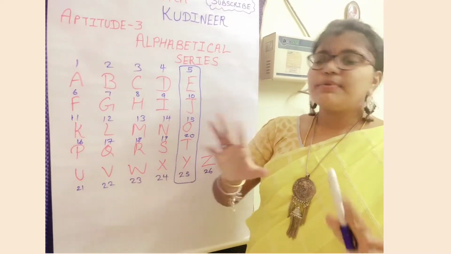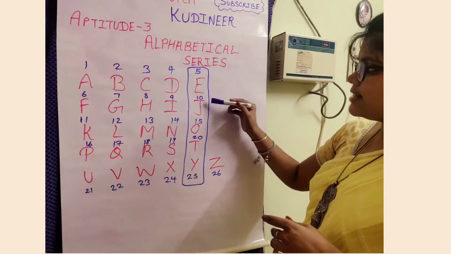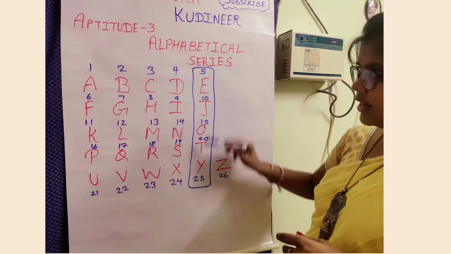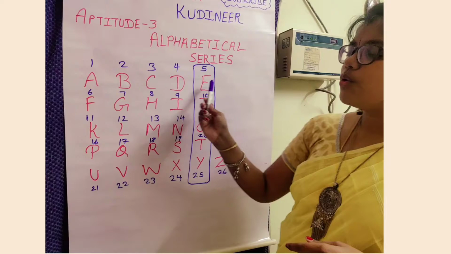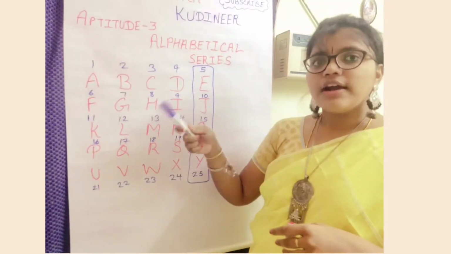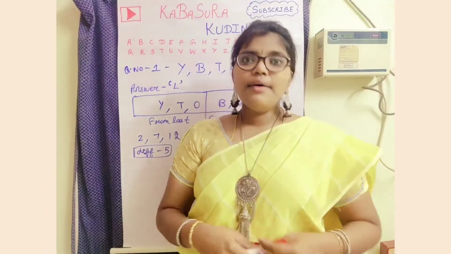For that, a simple trick is you just remember E, J, O, T, Y as HOT. This is 5, 10, 15, 20 and 25. From here you can actually go front and back to remember all the alphabets. So now let's get into the problems.